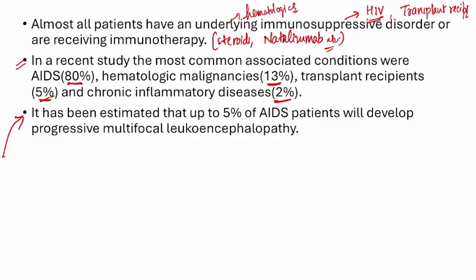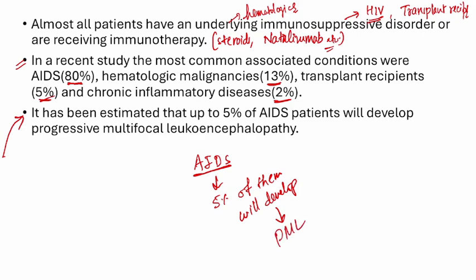The other way around statement is that of all the patients with AIDS, 5% of them will develop this progressive multifocal leucoencephalopathy. Other way around, how many patients of PML will have underlying AIDS? 80%. So these are the two statements which you need to remember by heart.